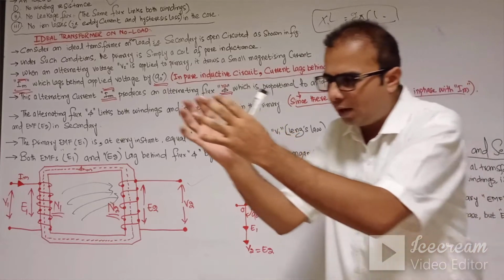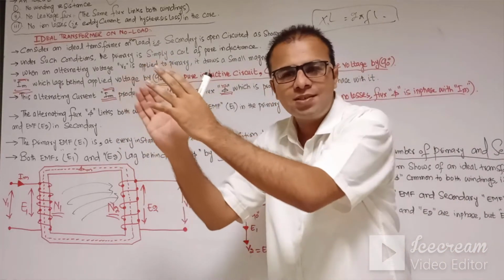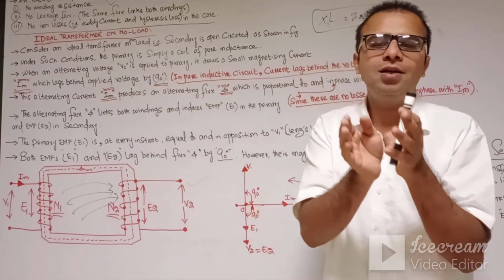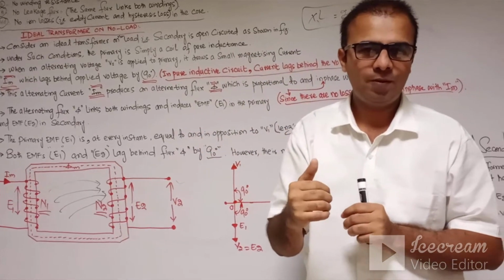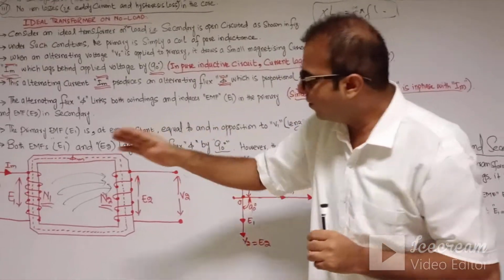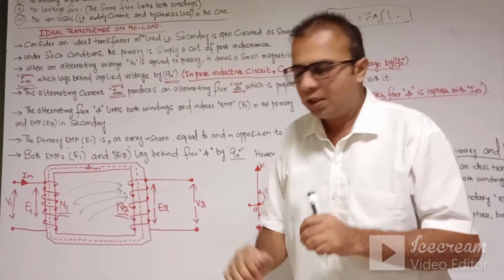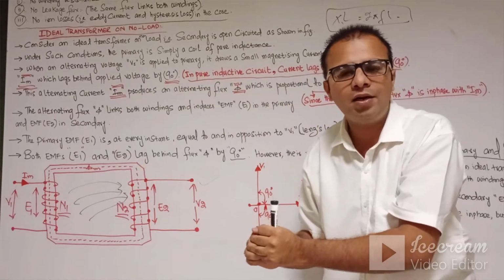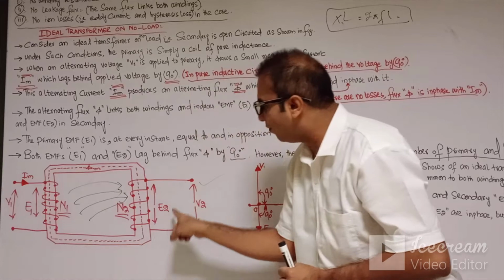It draws a small amount of current from the primary side, from the source side, from the supply side. That current is used to magnetize the core of the transformer. When the primary winding is connected with the supply voltage, the primary winding draws a small amount of current which is used to magnetize the core of the transformer.